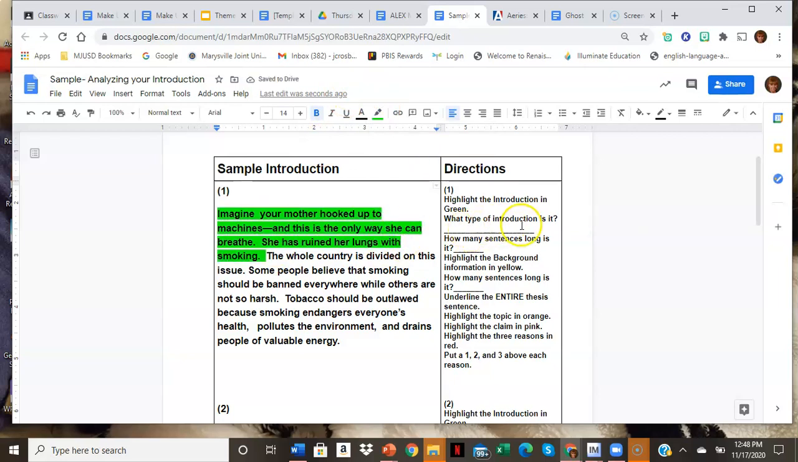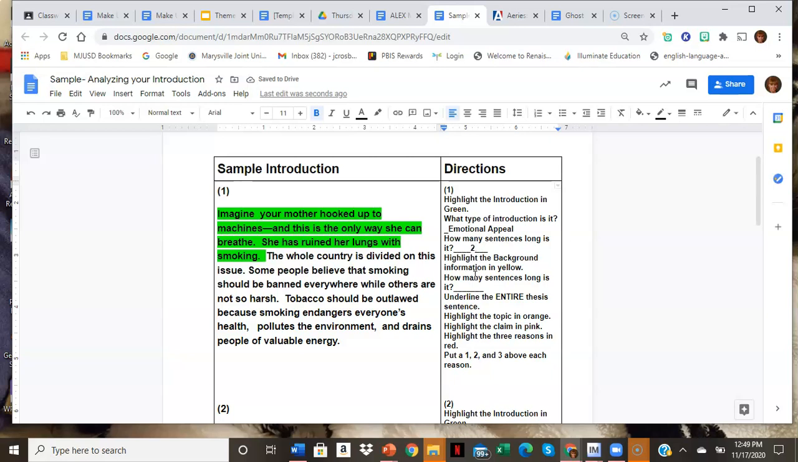Then it asks me over here what type of introduction is it. So I'm going to get rid of that line, and I'm going to type in emotional appeal. My poor mother all hooked up. How many sentences long is it? Mine is 2. Yours might be a little bit different.